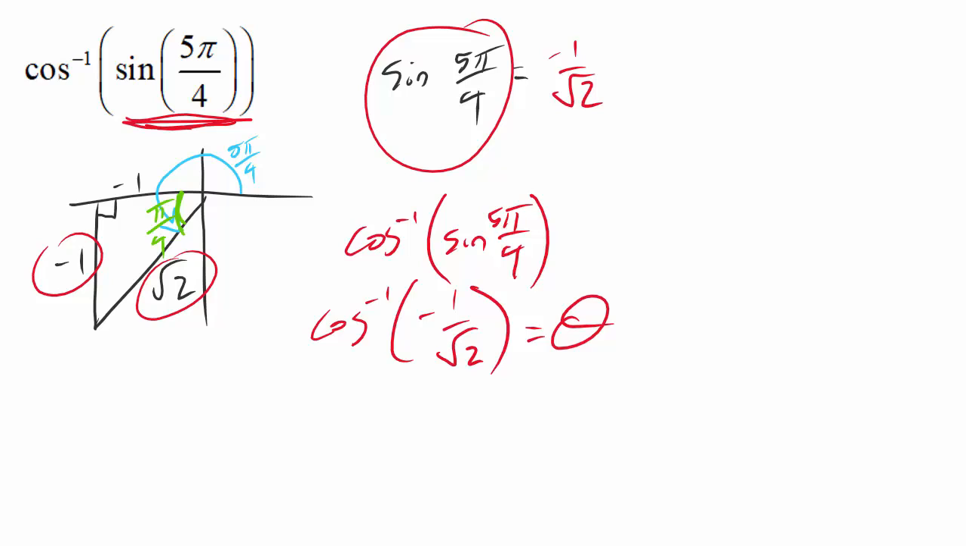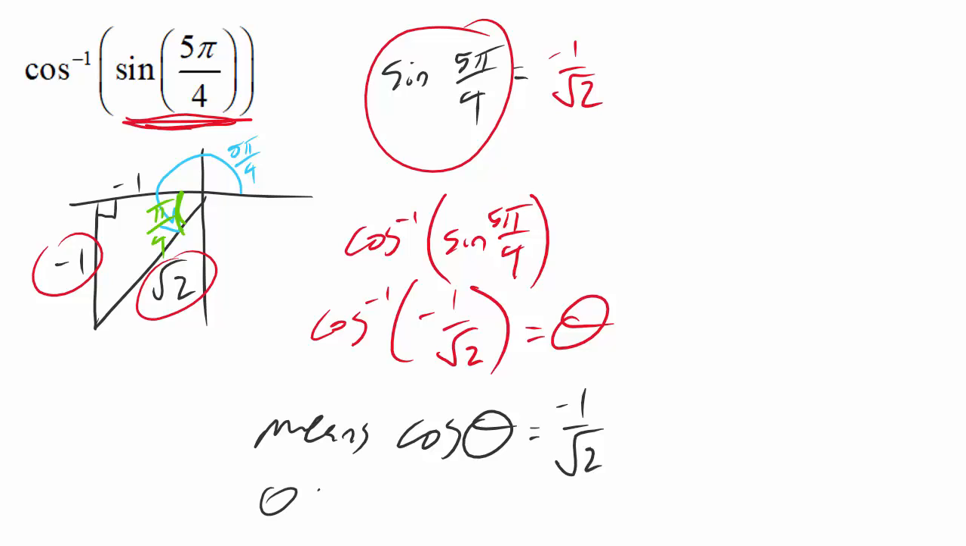And keep in mind that the answer for an inverse trig function is an angle, which I'm going to call theta. And so if inverse cosine of negative 1 over square root of 2 is equal to theta, then this means that the cosine of theta is equal to that negative 1 over the square root of 2. And restrictions on inverse cosine tells us that theta has got to be between 0 and pi. Or more generally, we're in quadrants 1 or 2.